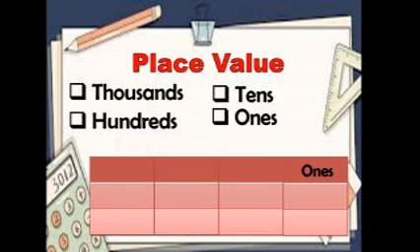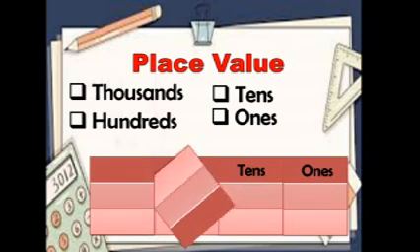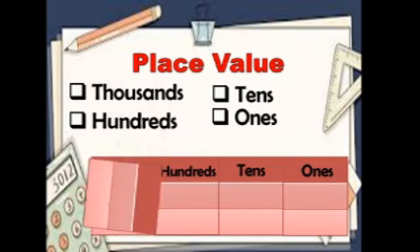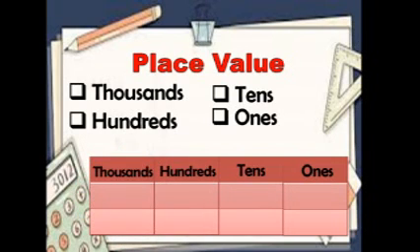Okay, next is this column. We are going to place the tens in this column, of course, because this is the correct place of the tens in our place value chart. And the next column here, we are going to put there the hundreds. Very good. And the last column, we are going to put there the thousands. Now, that is the correct place of the place values in our place value chart.